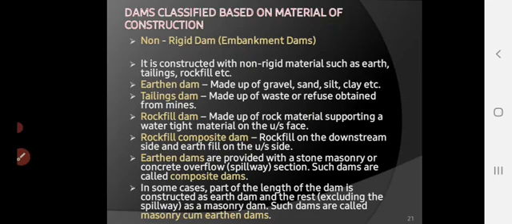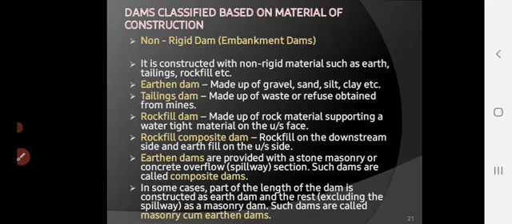Non-rigid dams are constructed with non-rigid material like earth, soil, rock fill, tailings. These are a few examples. We will later discuss in detail these types of dam, but this is a brief classification in terms of rigidity of material. So rigid like concrete, masonry, non-rigid like earth, rock fill.